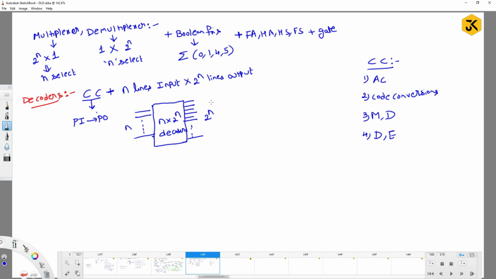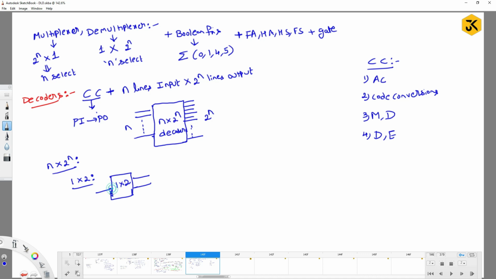In real time we have various advantages. Before going to those advantages, let's see how it works. If it is n by 2 power n and you place n value as 1, what kind of decoder do we get? A 1 by 2 decoder, right? The circuit contains one line as input and 2 lines as output. This is what I call a 1 by 2 decoder.